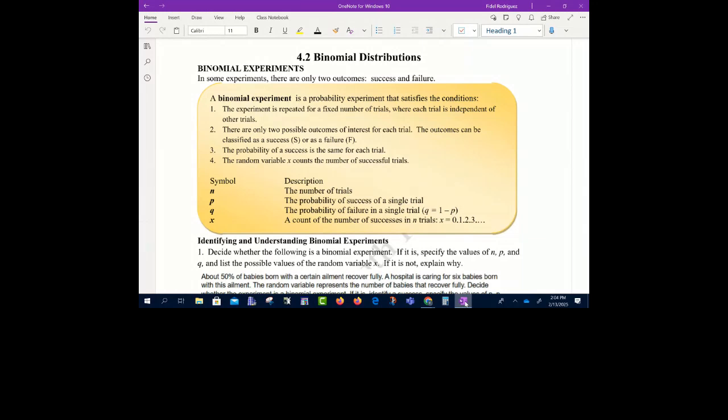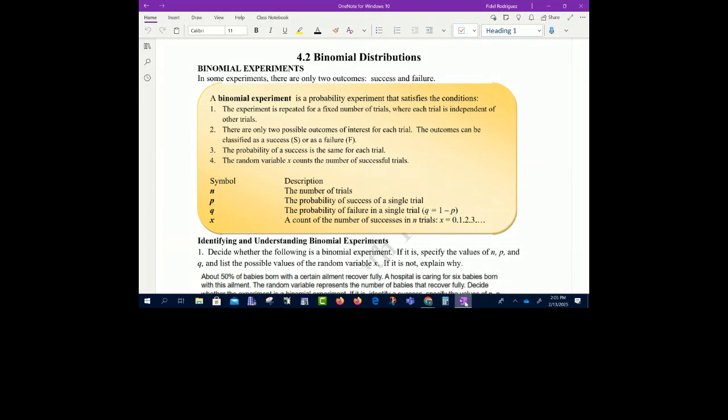A binomial experiment is a probability experiment that satisfies the following conditions. The first one says the experiment is repeated for a fixed number of trials, where each trial is independent of other trials. There are only two possible outcomes for each trial. The outcome can be classified as a success or as a failure. The probability of a success is the same for each trial, and the random variable X counts the number of successful trials.